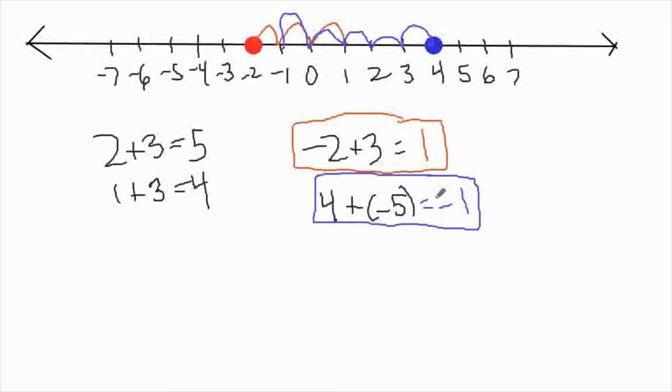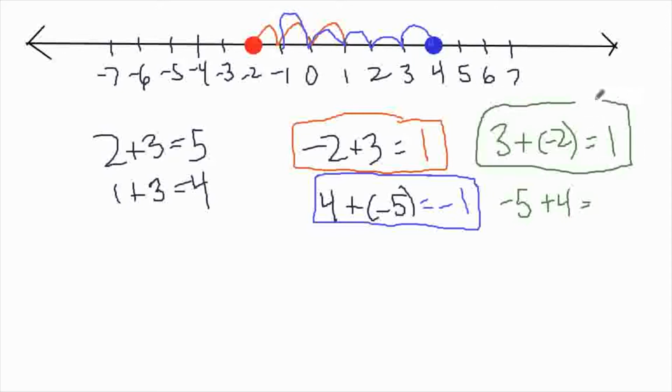Alright. Now, a couple of comments. Let's also do some related ones. Watch this. We did minus 2 plus 3. Let's do 3 plus negative 2. And let's also do minus 5 plus 4. Okay, so for the first one, 3 plus minus 2. Starting at the 3 and going 2 hops to the left, you'll also end up at 1. Okay, starting at the minus 5 and going 4 hops to the right, you will end up at minus 1.